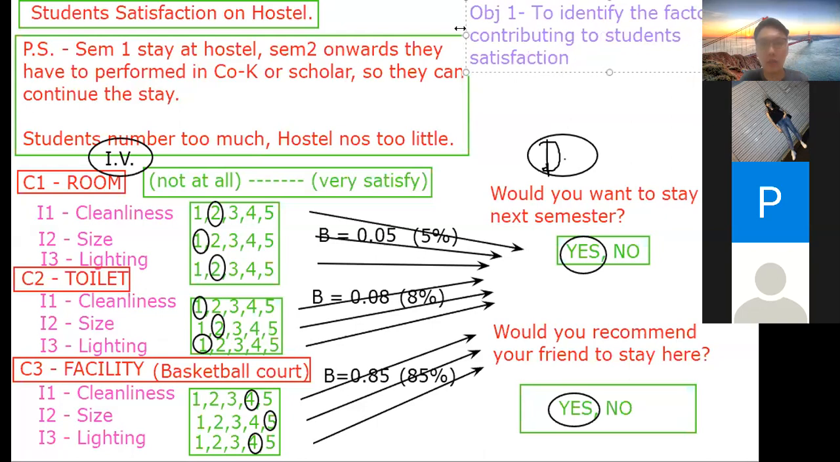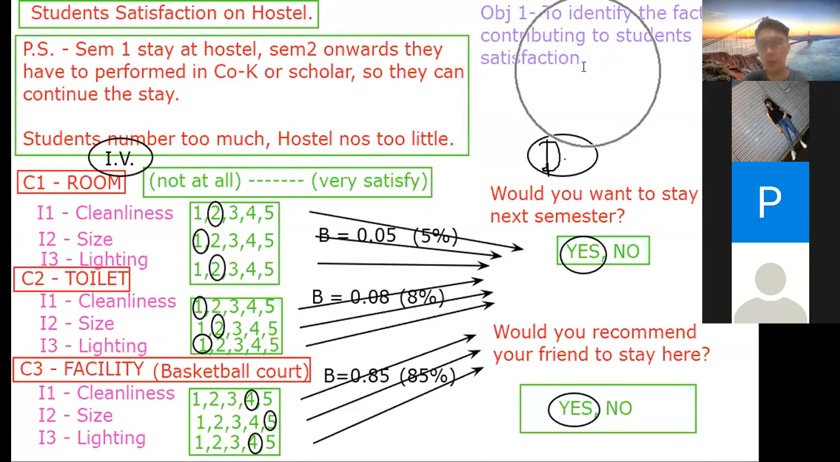How can I show this result, guys? Just now, someone said the answer. To identify factors, how do we show this result? By ranking. By listing them in a rank, you put a bar chart from highest to lowest. That is the answer for objective one. Now, objective two.